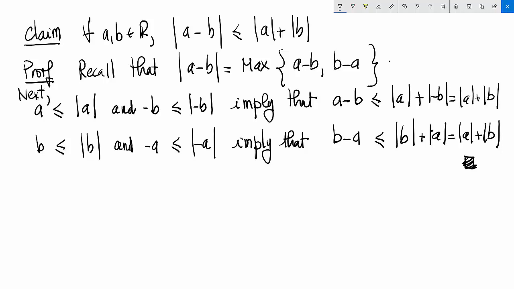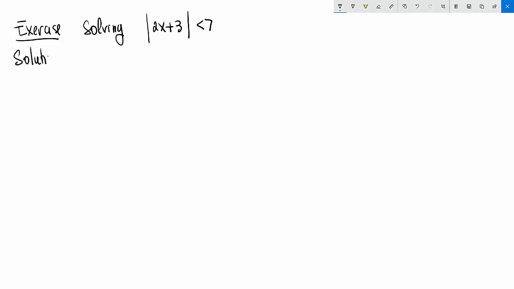All right, so let's look at an exercise here. Suppose we are interested in solving the inequality: the absolute value of 2x plus 3 is less than 7. All right, so recall from what we've seen, we know that the absolute value of 2x plus 3 is less than 7 is equivalent to negative 7 is less than 2x plus 3, which is less than 7.